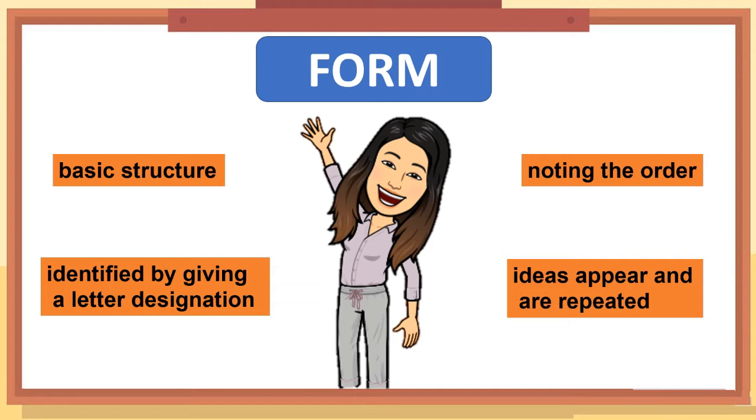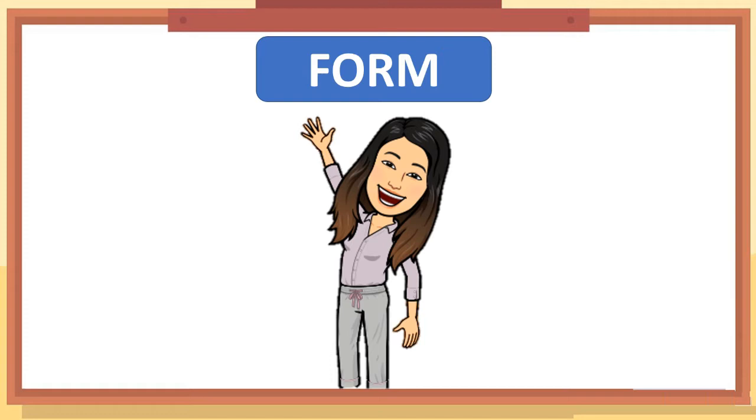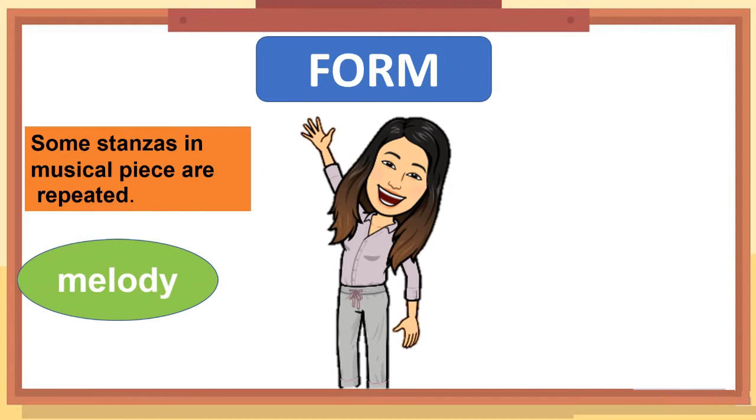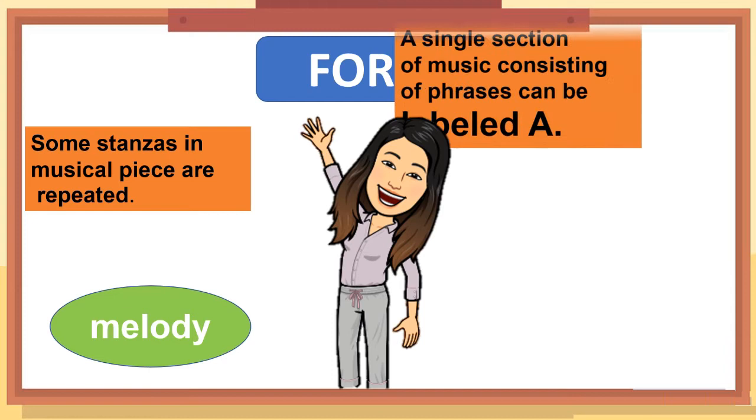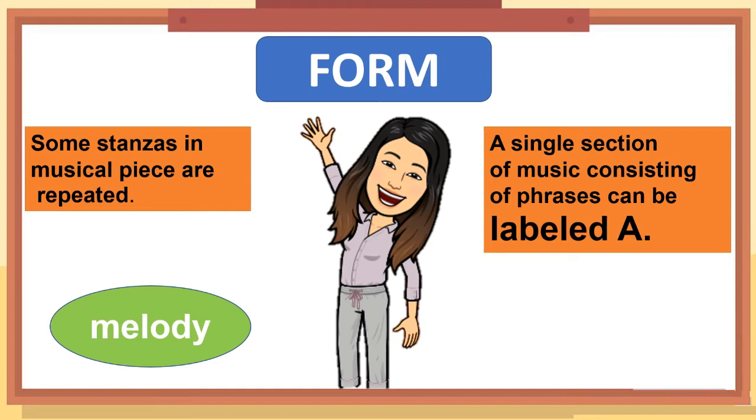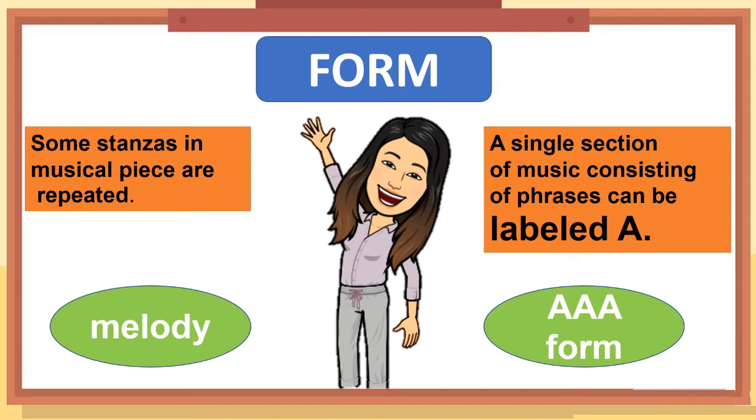A musical form is divided into different parts or sections or stanzas. Some stanzas in a musical piece are repeated. A musical form is identified by its melody. A single section of music consisting of phrases can be labeled A. This musical section can be repeated to create an AAA form. The song Leron Leron Cinta has an AAA form.